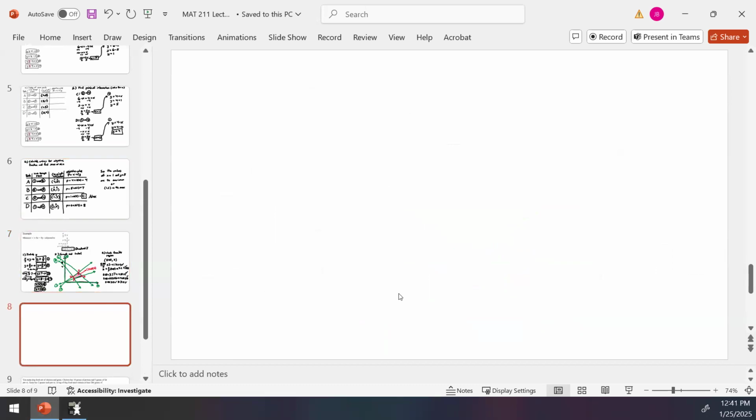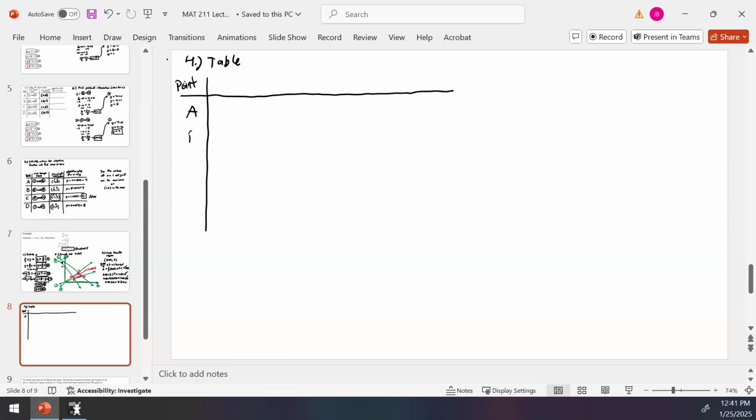So now we do step 4, which is make the table. So step 4 is table. So we're going to make a nice table here. And this will be our point. So A, B, C, and D.